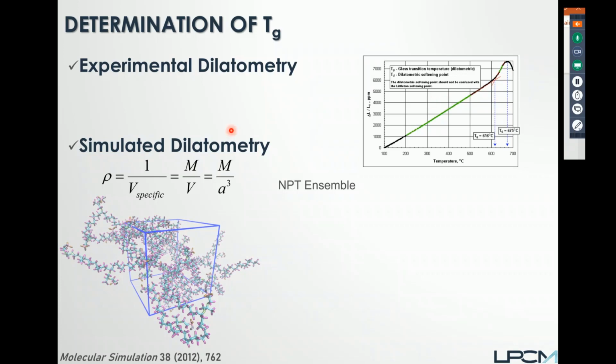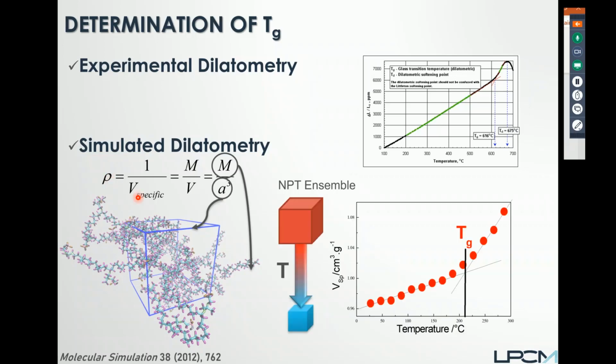Well, how can we do that in simulation? So this is the box with periodic boundary conditions, the weight of the polymer, here the volume, so you can get the density. The inverse of the density is the specific volume. Then you can plot it against the temperature. You perform a simulation in the NPT ensemble, number of atoms, pressure, and temperature are kept constant, and there is a difference in the slope, and it is attributed to the Tg.